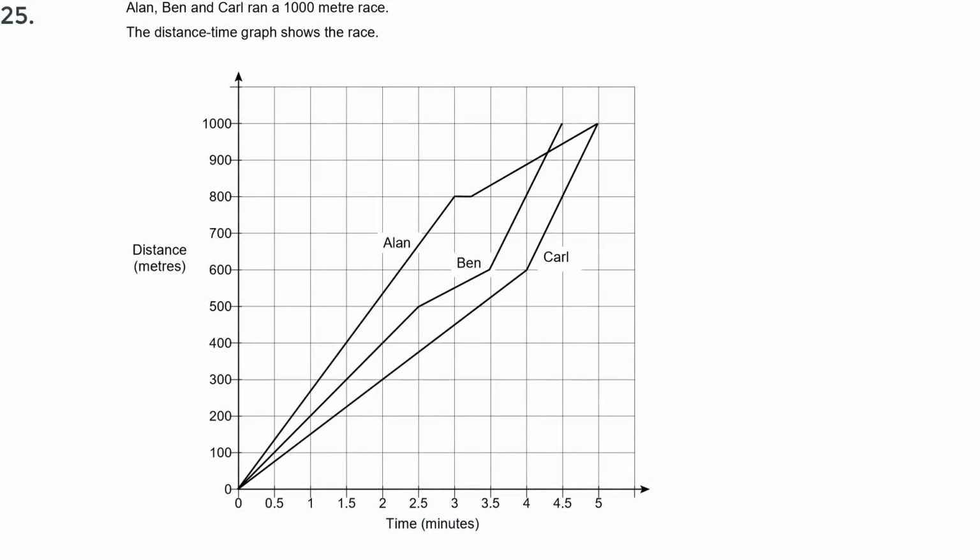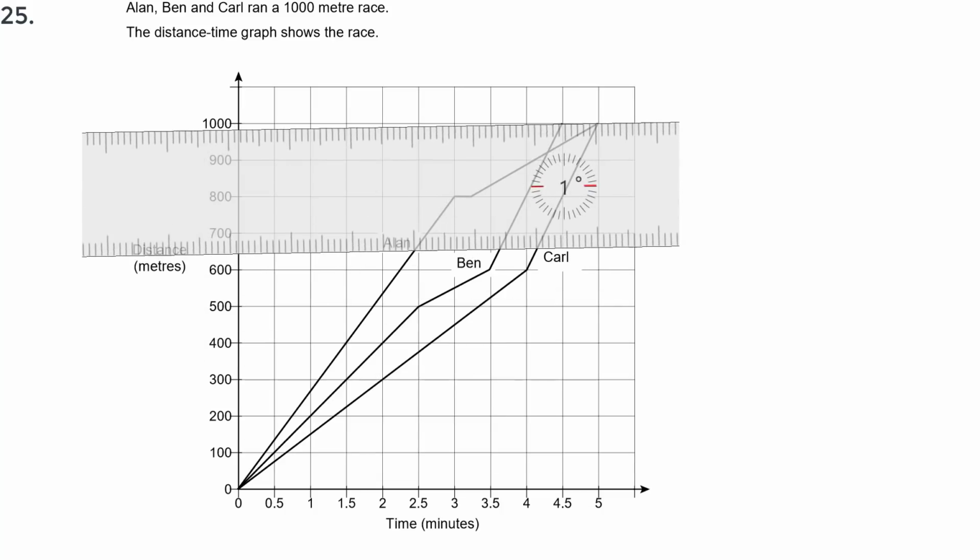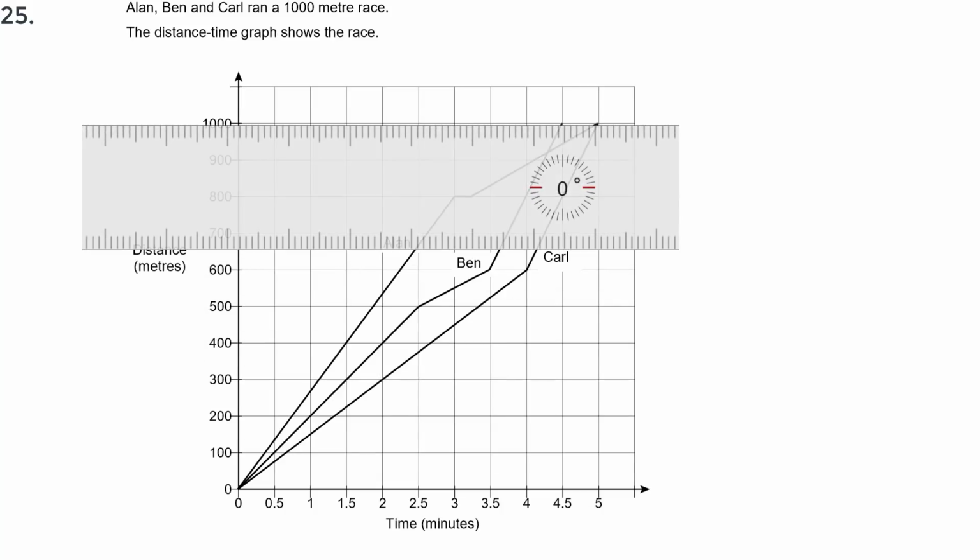This question concerns this distance time graph. Now this is showing a race between three boys, Alan, Ben and Carl, over 1,000 meters. So we've got the time along the bottom and we've got the distance along the side. Okay, so normally who wins the race is the person who gets to the finish line first. So we should be looking at which of these three boys gets to the 1,000-meter mark before the others. So the 1,000-meter mark is here, this line. So I'll quickly draw that on. This is the finish line here.